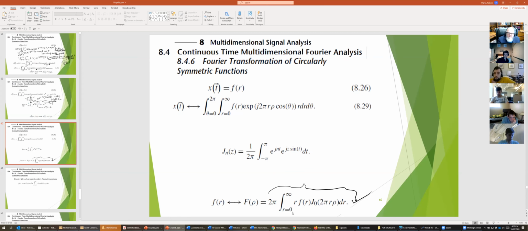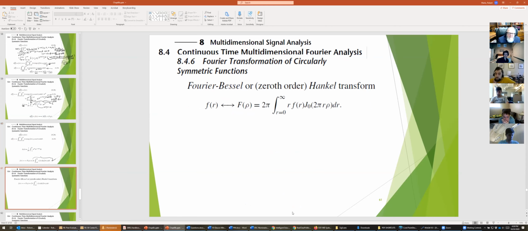And that is really, really nice, because this is something called a Fourier Bessel, or a zeroth order Hankel transform. It's the relationship between two functions. It relates the circularly symmetric function in the T1, T2 plane to the circularly symmetric function in the U1, U2 plane. And I have heard it more commonly referred to as a Hankel transform.